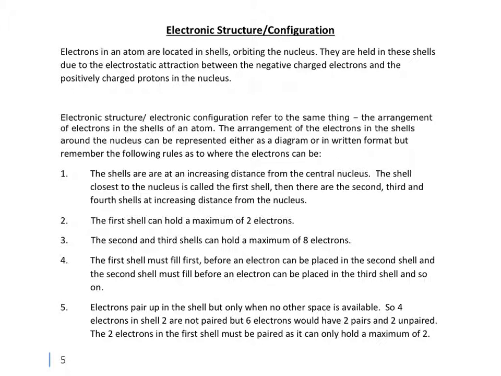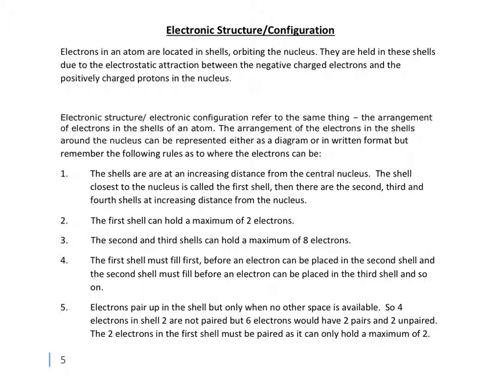So if you remember when I was drawing the structure of sodium, I arranged the electrons in shells, and I did that in a particular way. And all the atoms follow the same 5 rules, and the 5 rules are outlined here. First of all, that our shells are at increasing distance away from the nucleus. The next few rules are for how the shells fill up, and that is that the first shell can take a maximum of 2 electrons. The second and third shell can hold a maximum of 8 electrons.